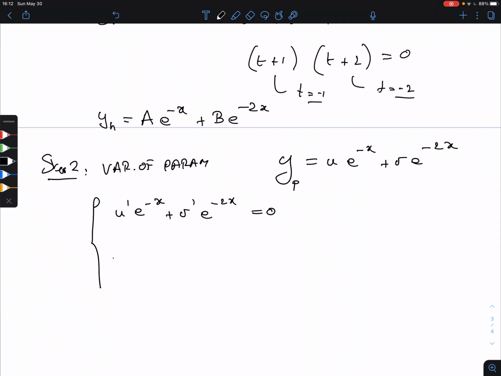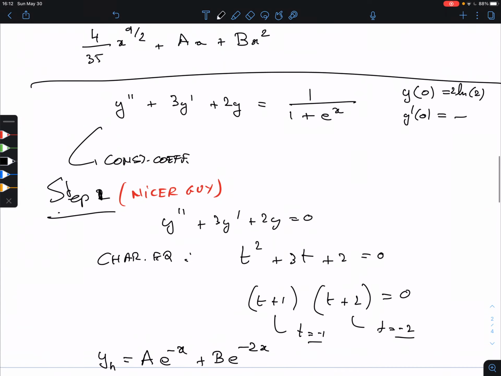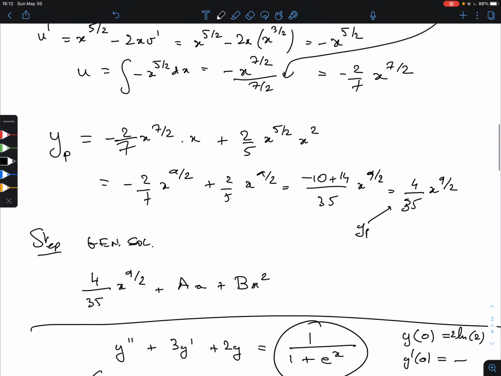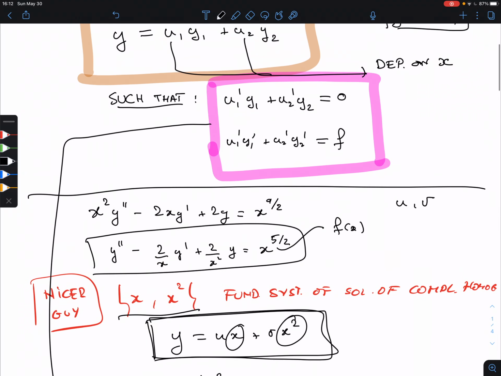And then you take the derivatives of these functions, which is minus e to the minus x, and this is minus 2e to the minus 2x. And that is equal to the forcing function, this funny function there, 1 over 1 plus e to the x. Okay, let's go back here. Let me see where this comes from. This is the pink one, right? You just have to know what this formula says rather than trying to memorize it.